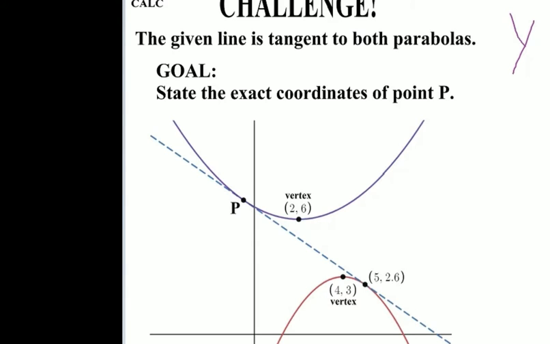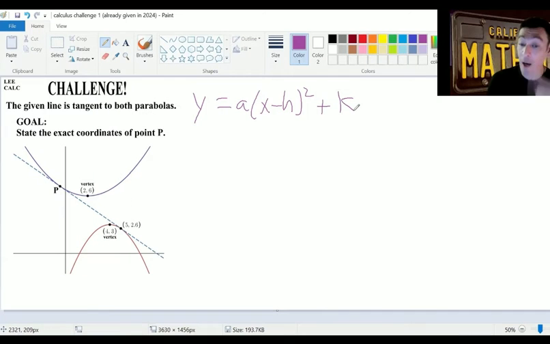I would begin this problem by writing the equation of the upside down parabola in this case, because I know the vertex and I have a random point. The vertex goes in for h and k. So let's throw those in there.